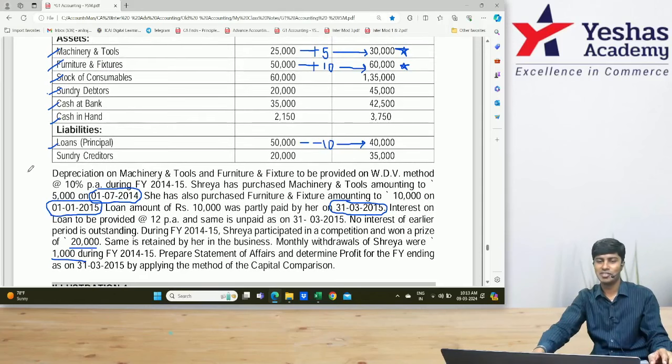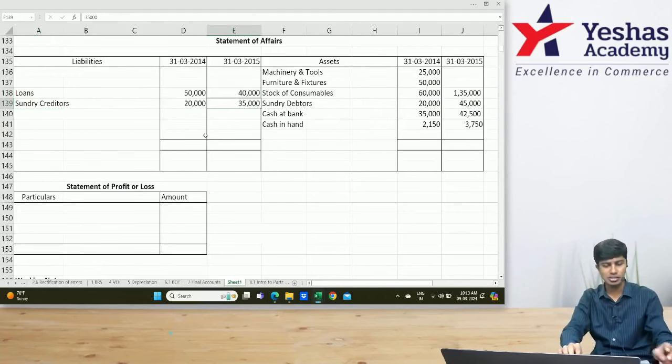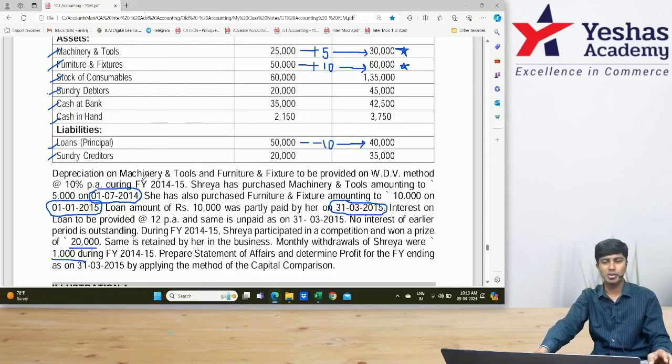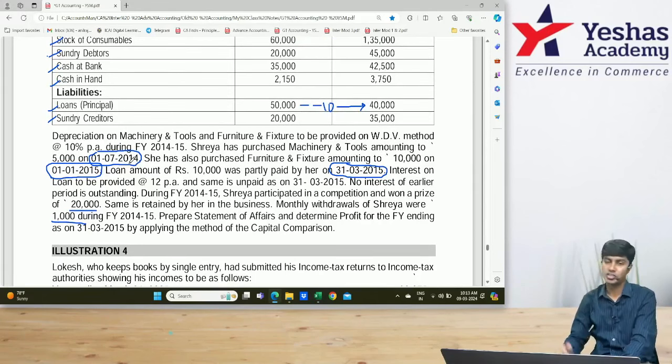After this, sundry creditors. How much? Opening 20, closing 35. Any adjustment? No. Shall I write on the liability side here? 20 and 35. Done. Now can we read the adjustments? First one.